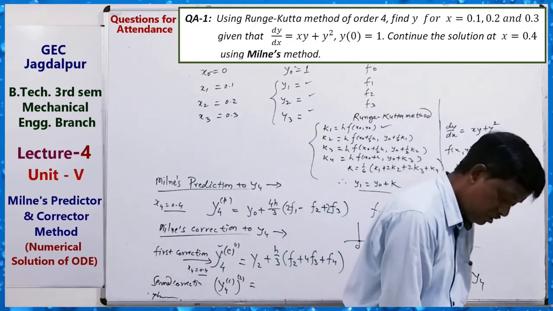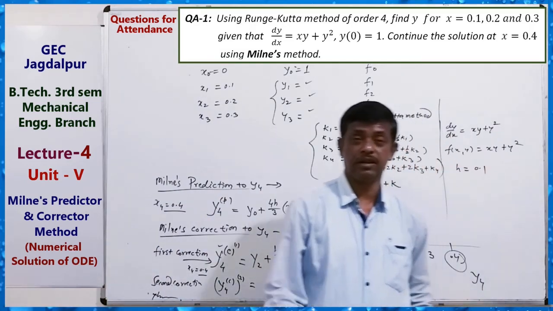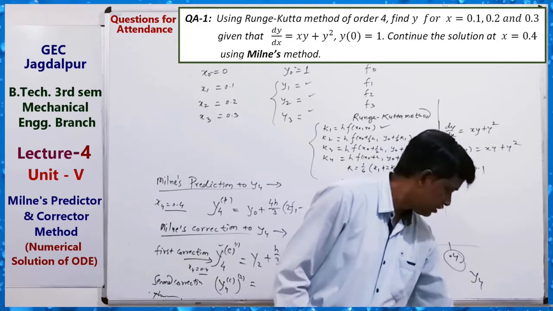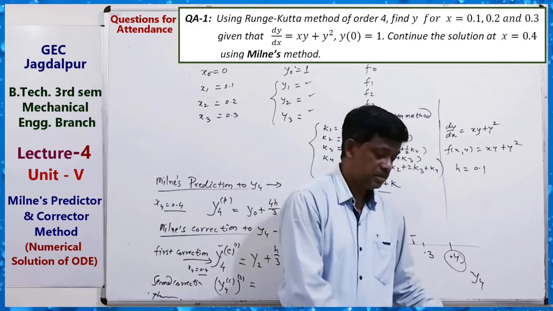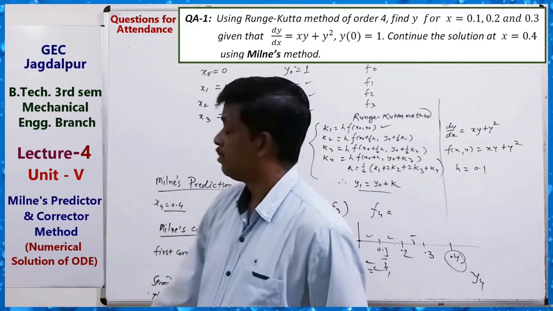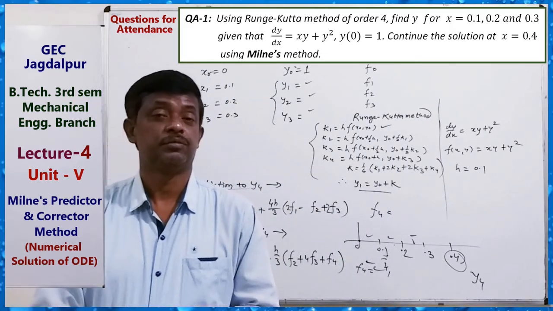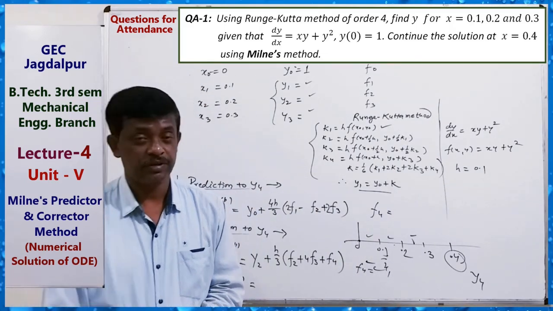Do this very carefully using a calculator and send me the PDF file for your attendance. So this is the prediction-correction method, Milne's prediction-correction method.